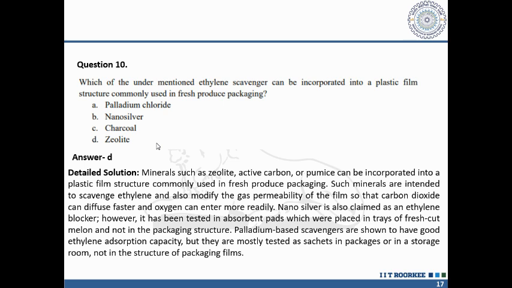We use minerals such as zeolite, active carbon, and pumice, which can be incorporated into plastic film structure commonly used in fresh produce packaging. Such minerals are intended to scavenge ethylene and also modify the gas permeability of the film so that carbon dioxide can diffuse faster and oxygen can enter more readily. Nanosilver is also claimed as an ethylene blocker. However, it has been tested as an absorbent pad placed in the tray of fresh-cut fruits and melons, not in the packaging structure. So nanosilver is also used sometimes, but not in the packaging structure.